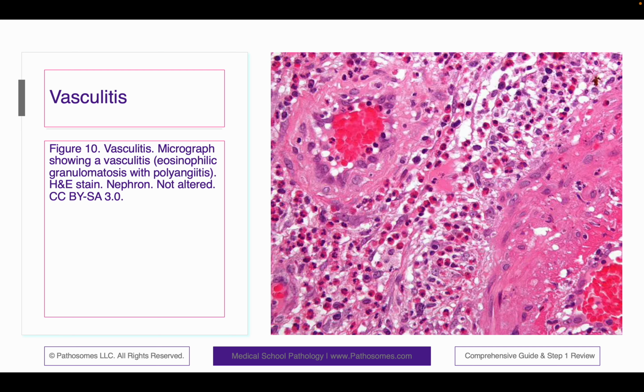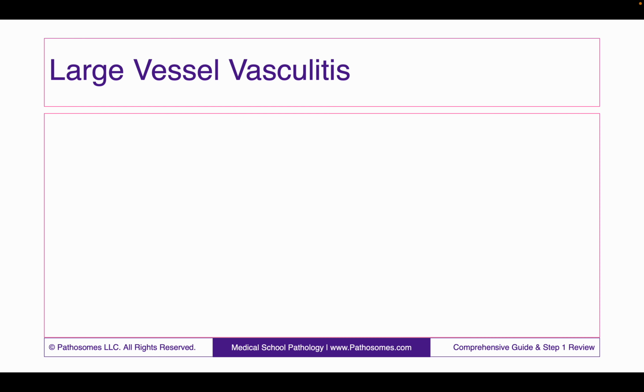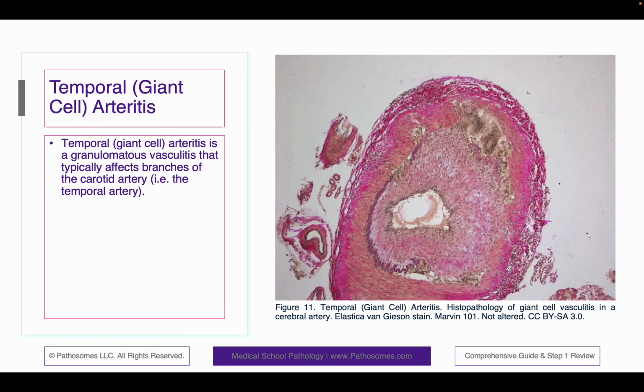Now here we have a micrograph showing a vasculitis involving many eosinophils, right? So eosinophilic granulomatosis with polyangiitis. Now let's specifically talk about large vessel vasculitis, starting with temporal arteritis or giant cell arteritis.